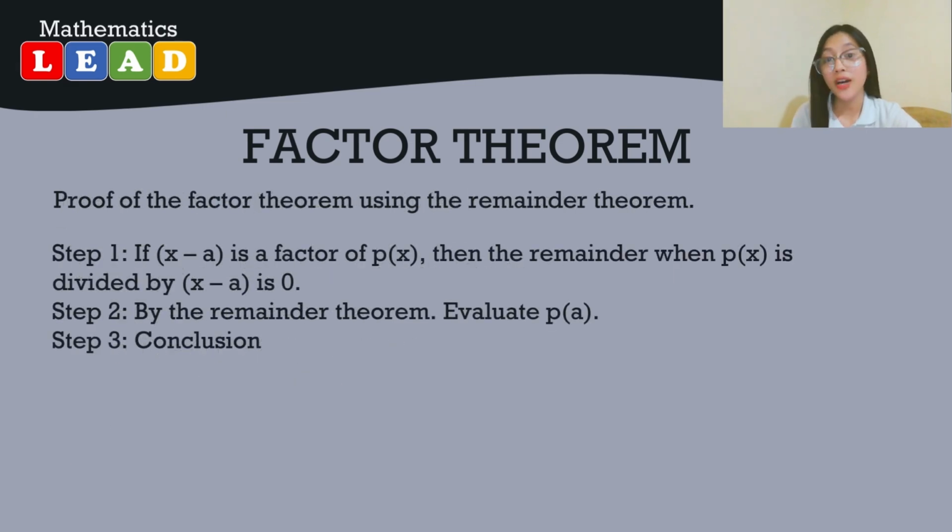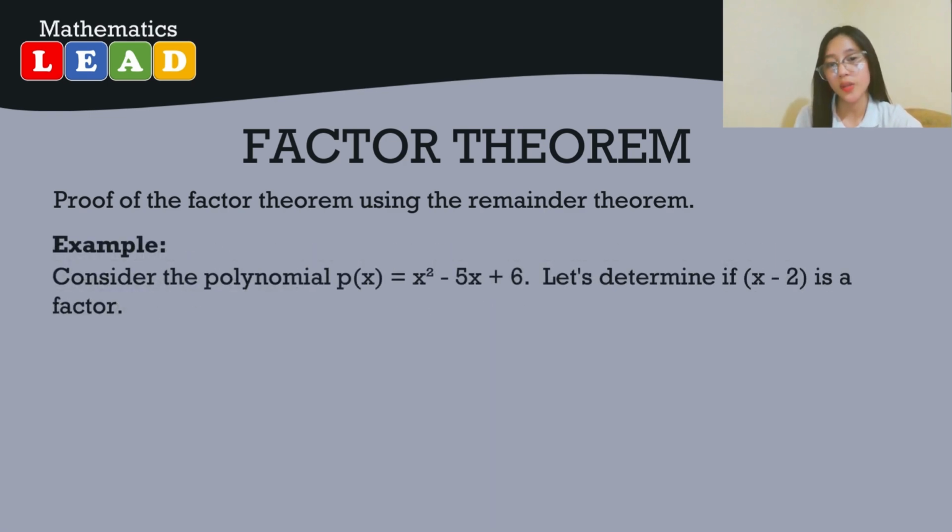And to prove the factor theorem using the remainder theorem, we have three steps. The first step is, if x minus a is a factor of p of x, the remainder when p of x is divided by x minus a is 0. And step 2, by the remainder theorem, we are going to evaluate p of a. And step 3, which is the last step, is the conclusion.